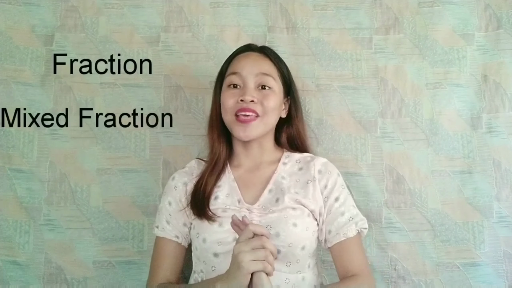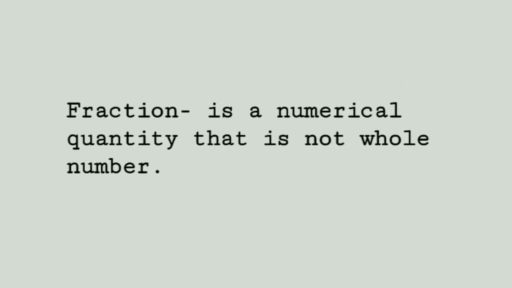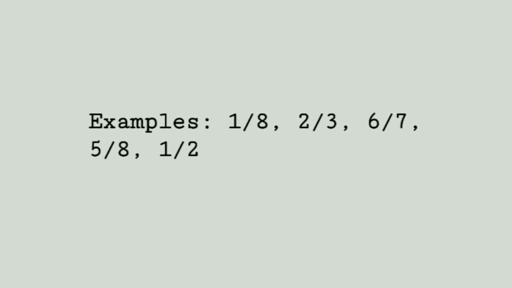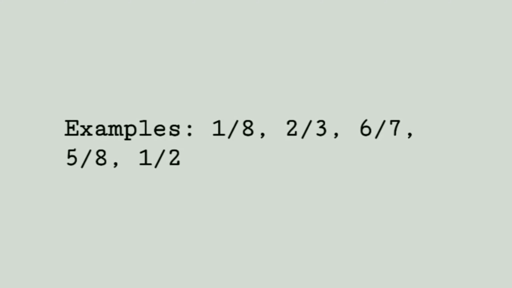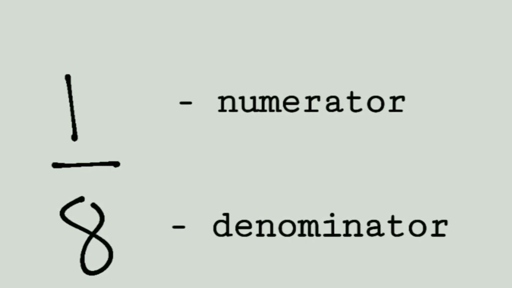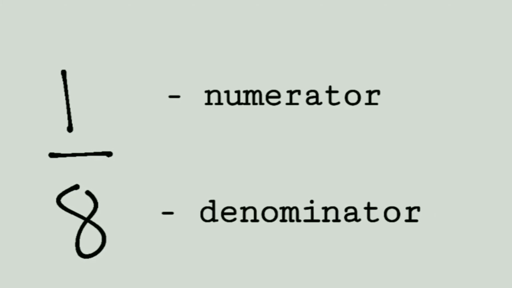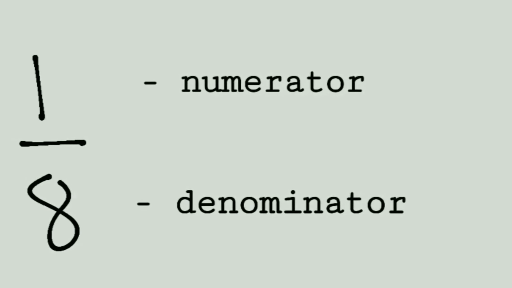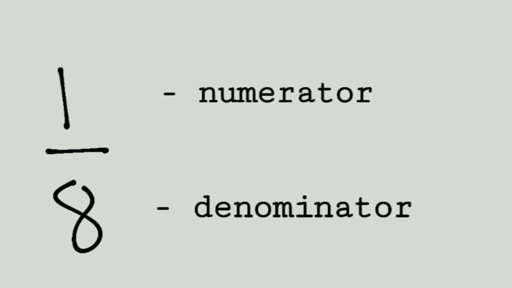Let us first define what is a fraction and a mixed fraction. A fraction is a numerical quantity that is not a whole number. 1/8, 2/3, 6/7, 5/8, 1/2 are examples of fractions. When writing a fraction, there are two main parts, the numerator and the denominator. The numerator is how many parts you have, while the denominator is how many parts the whole was divided into.